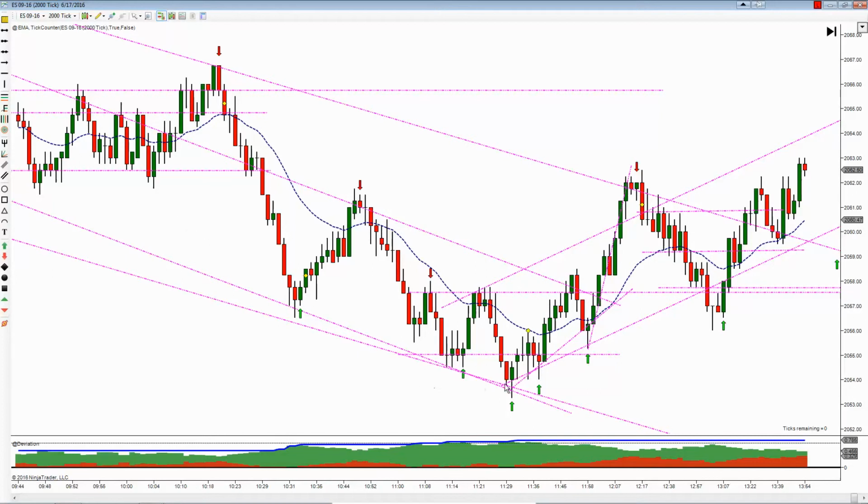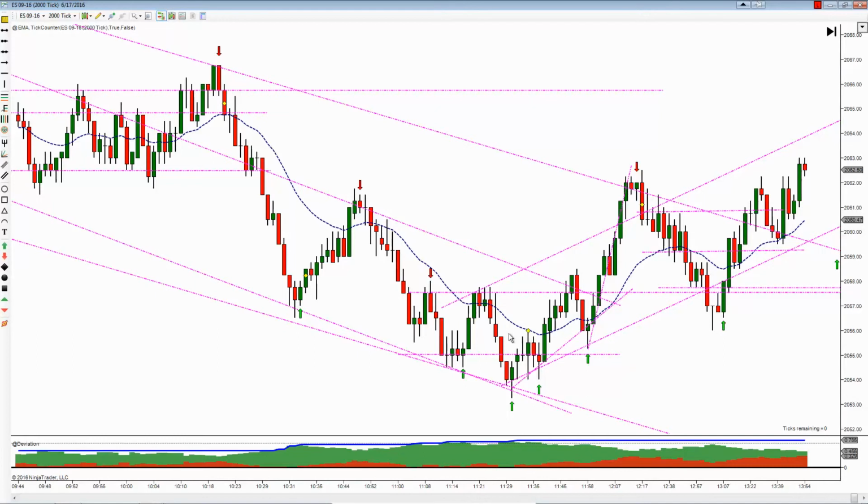So in retrospect, though, I really shouldn't have taken the entry here. The better play, if I was looking for more confirmation, would have been to wait for this pullback, put an order one tick above there, or even wait for this bar to close, put a limit order a tick above the high of this bar, and then you would have gotten filled and been able to take it in.